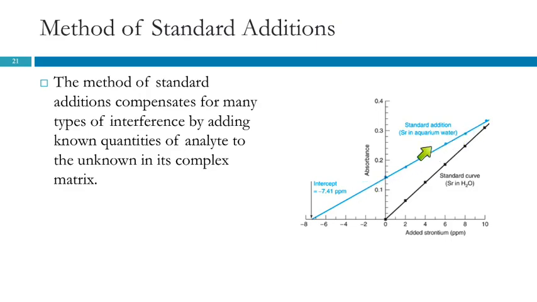When you do it this way, you get your line here, and then you extrapolate the line, and where it intersects with y equals 0, that is your concentration of your unknown. So this intercept over here is telling us that the concentration of strontium in the water was 7.41 parts per million. And so that's a good way to get rid of some interference.